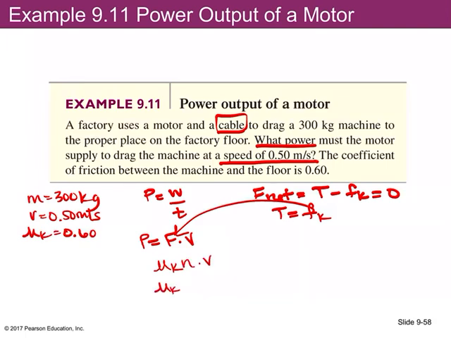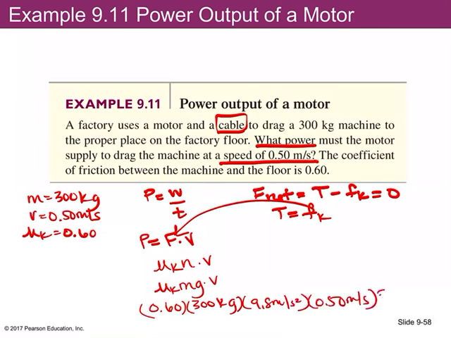So we've got kinetic friction times normal times the velocity. Kinetic friction, normal is mass times gravity, times velocity. So you've got 0.6 times the mass times gravity times this velocity, which is equal to 882 watts. Okay, so just remember there's a couple of ways that you can find power.